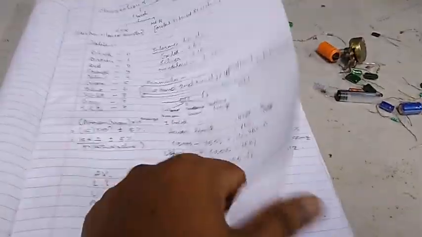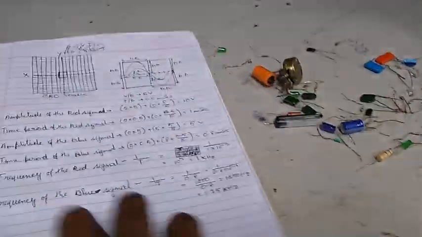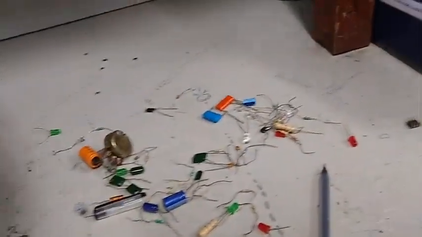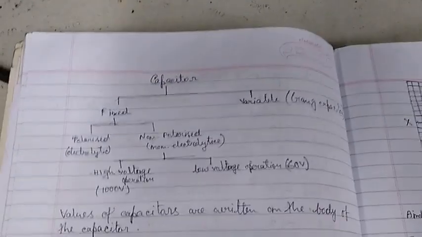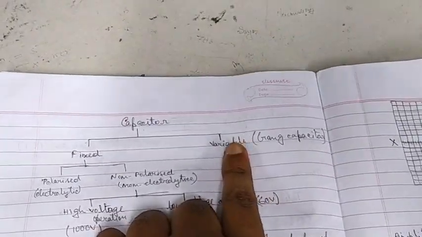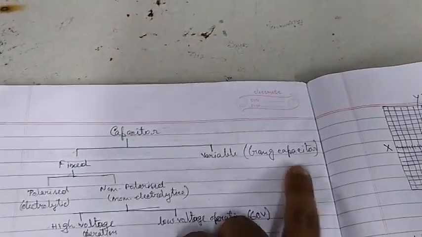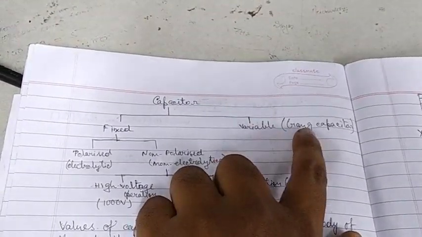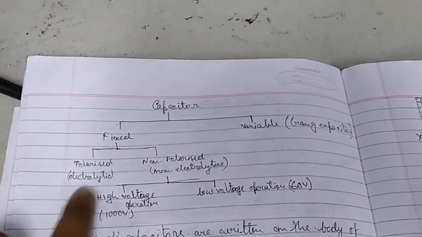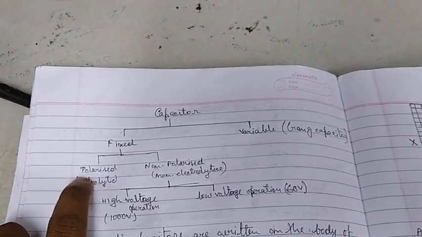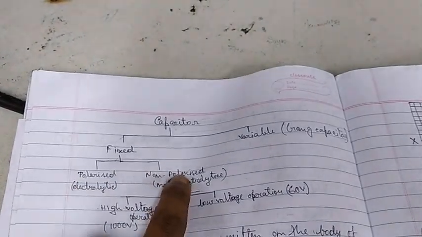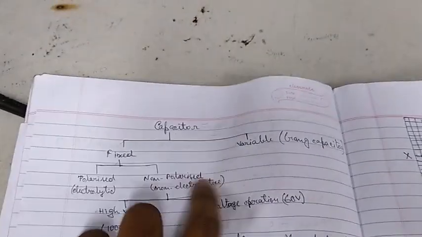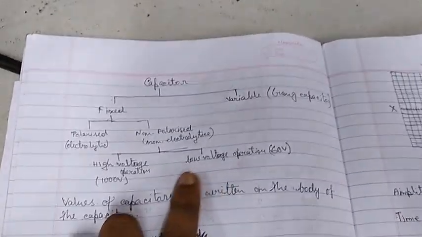Okay, now the next component is capacitors. Capacitors are of two types, fixed and variable. Variable capacitors are called gang capacitors, and there is no further classification of variable capacitor. Fixed capacitors are divided into two parts, polarized and non-polarized. They are also called electrolytic and non-electrolytic capacitors.